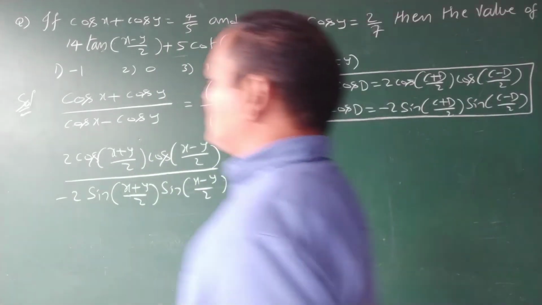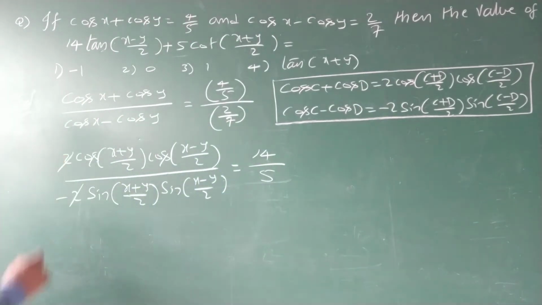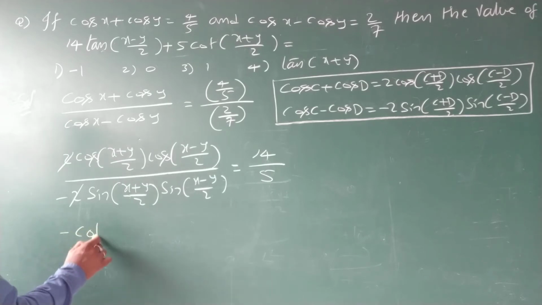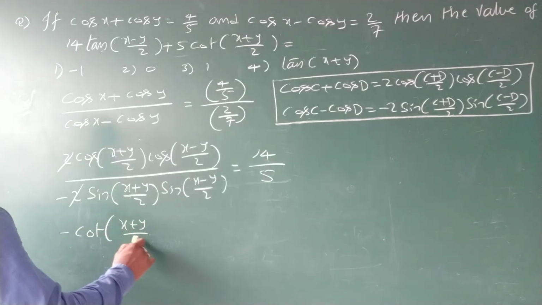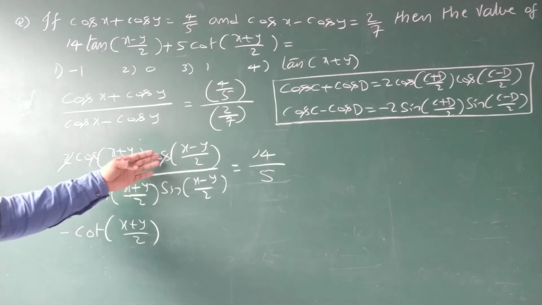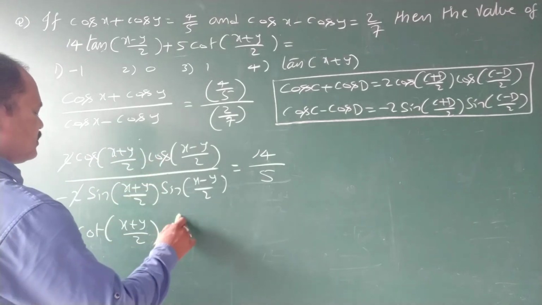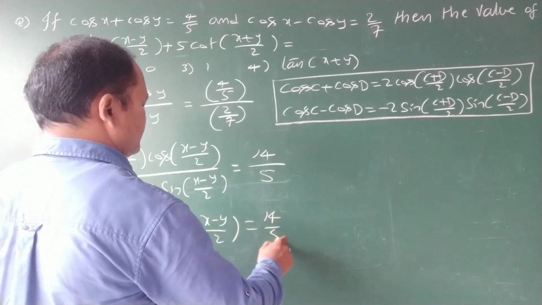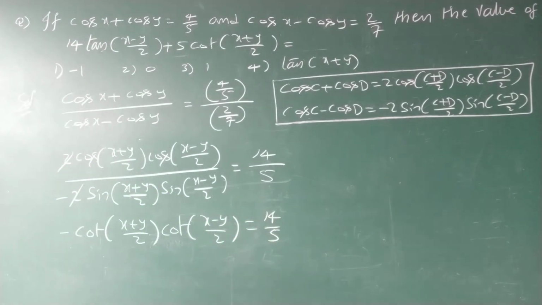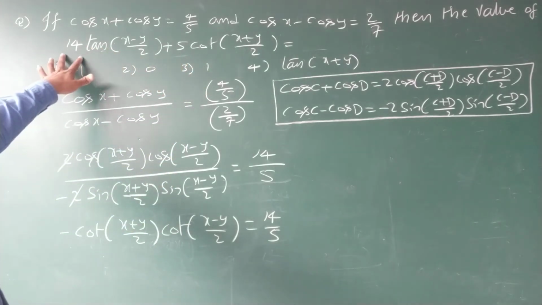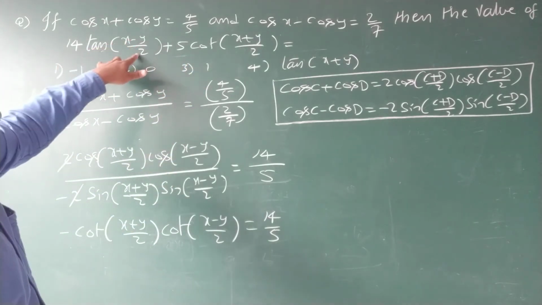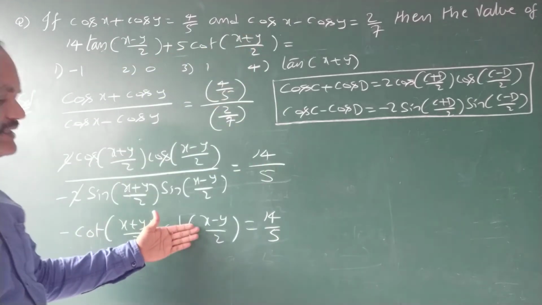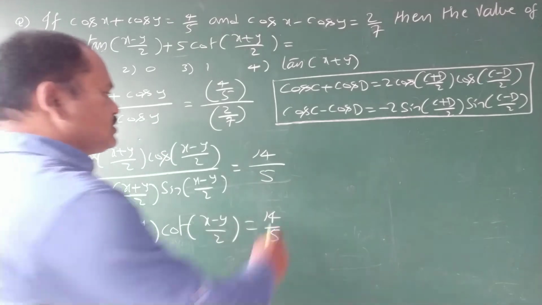Now here the 2 gets cancelled. Now cos by sin is cot. Here it is minus, that's why minus cot (x plus y) by 2 into, here it is cos by sin, again cot (x minus y) by 2 is equal to 14 by 5. That's all. Now the result is 14 times tan (x minus y) by 2 plus 5 times cot (x plus y) by 2. That's why this can be converted into tan.